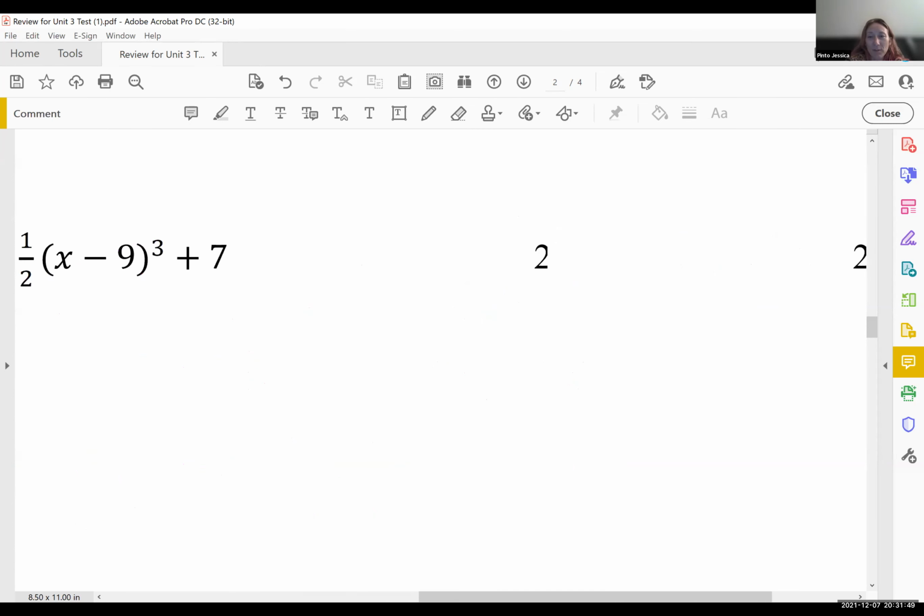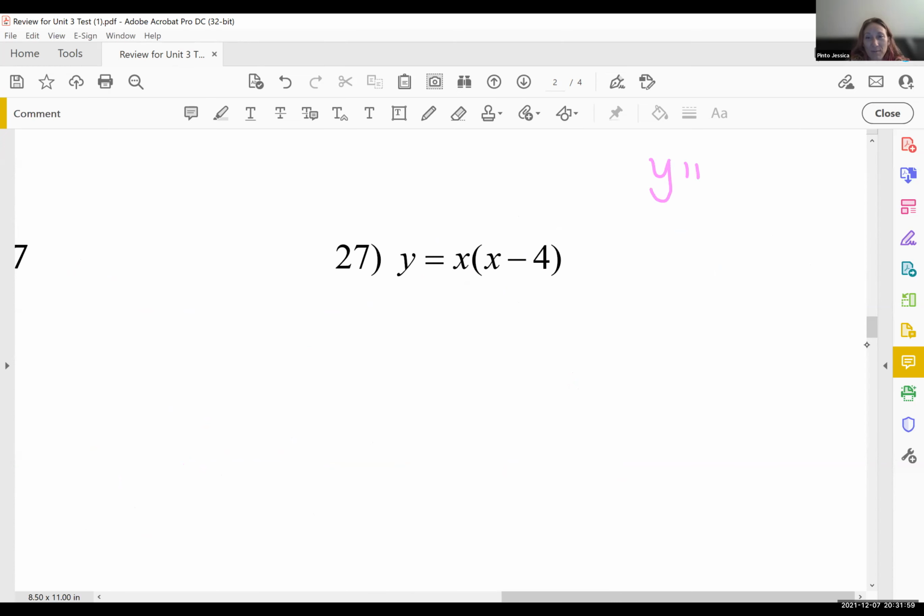All right, cool. 27. So surprisingly, 27 is quadratic. Let me find the y-intercept first for real this time. So that's just going to be 0 for x. So that's 0 times 0 minus 4, which I can already tell is 0, because 0 times -4 is still 0. And then if the y value is 0, well, hey, let's be smart. x and y are 0.